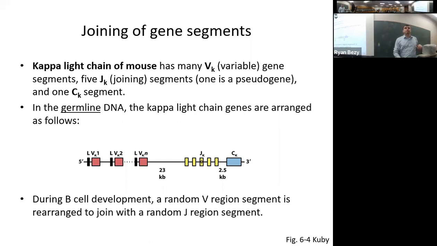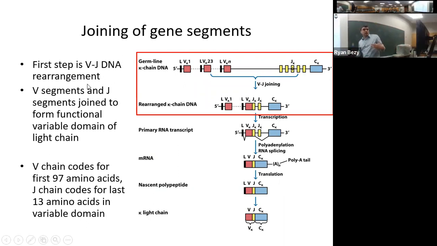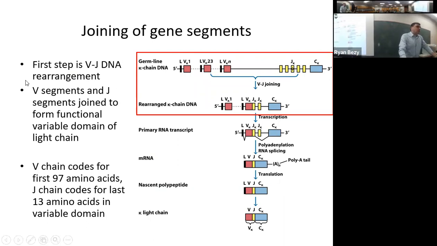And this is done by DNA recombination. So what's going to end up happening is the first step in making a light chain is what is called VJ DNA rearrangement, or VJ joining is the other term for that. V segments and J segments are joined together to form a functional variable domain of the light chain.